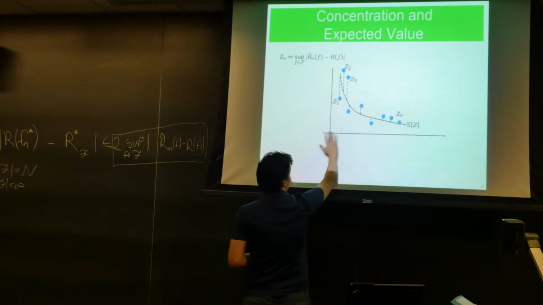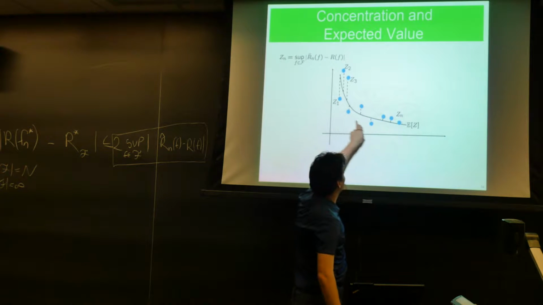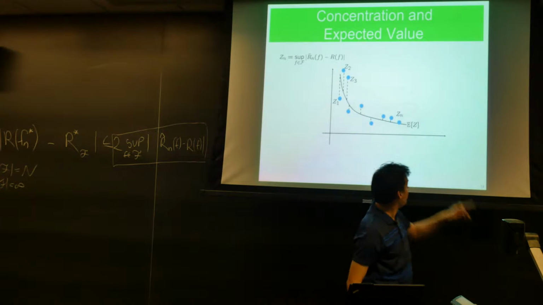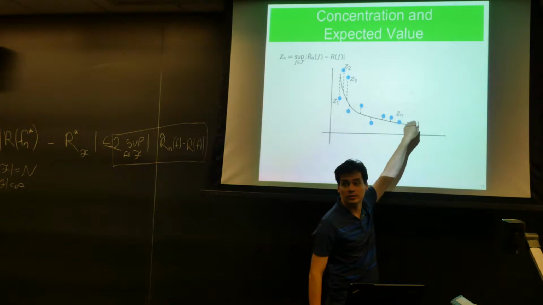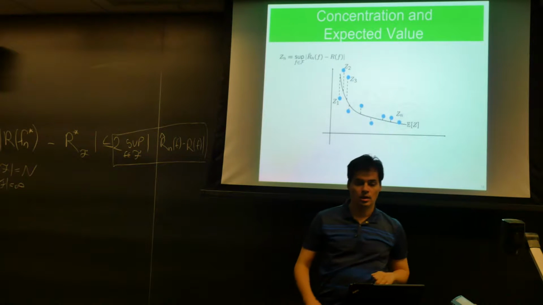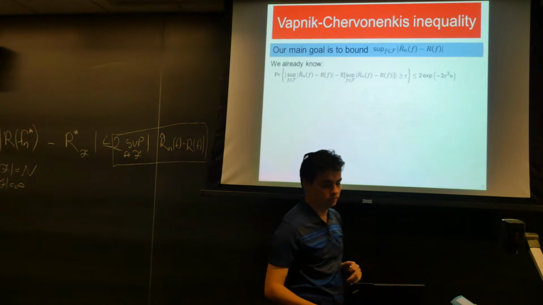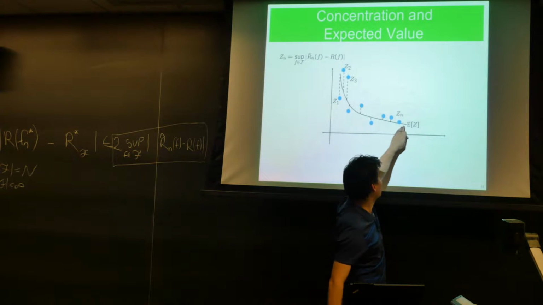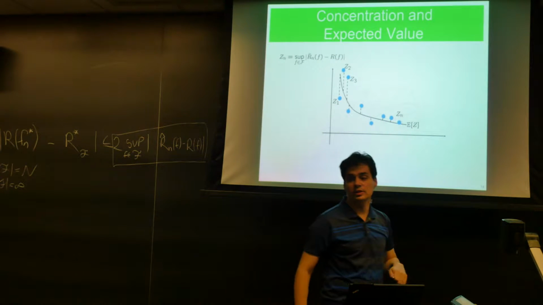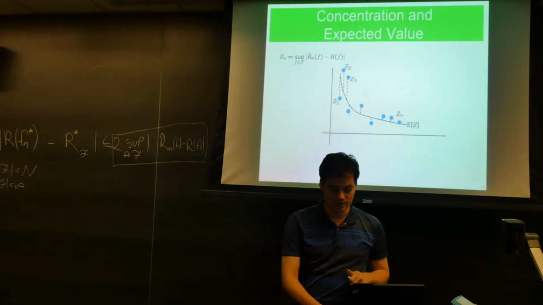Right, so this was the picture. We have n random variables. As we increase n, the random variable is getting closer and closer to its mean. And so it's enough, after McDiarmid's inequality, to upper bound the expected value.